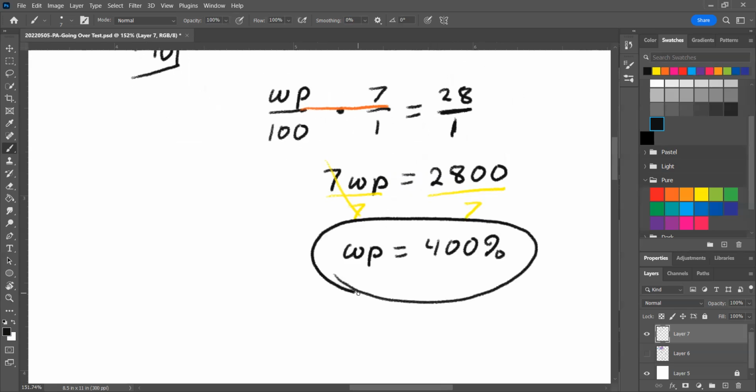Would you count it off if we didn't do WP equals? Like if you use X or something? Just put 400%. Well, it depends on how you solve the problem, but probably not. All right. What other questions do you have?